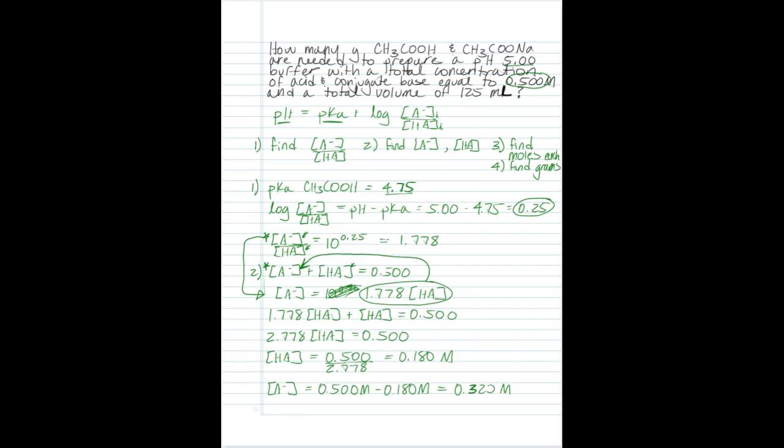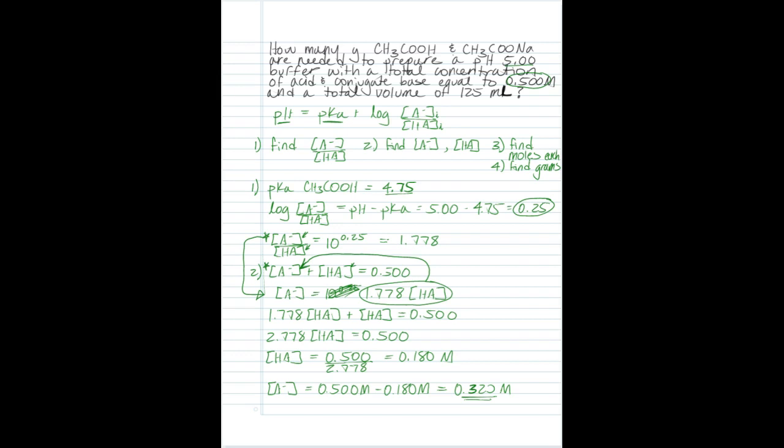So let's look at this before we go on. Let's see if it makes sense. Which one is in the higher concentration, HA or A minus? Well, it looks like A minus is in the higher concentration here. Does that make sense with the pH and pKa relationship that we have? Yeah, because the pH is higher than the pKa, so we need more base.